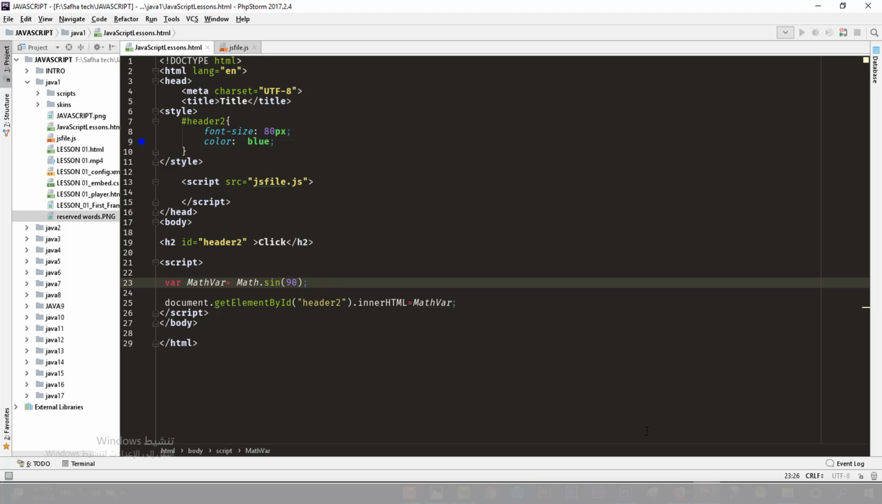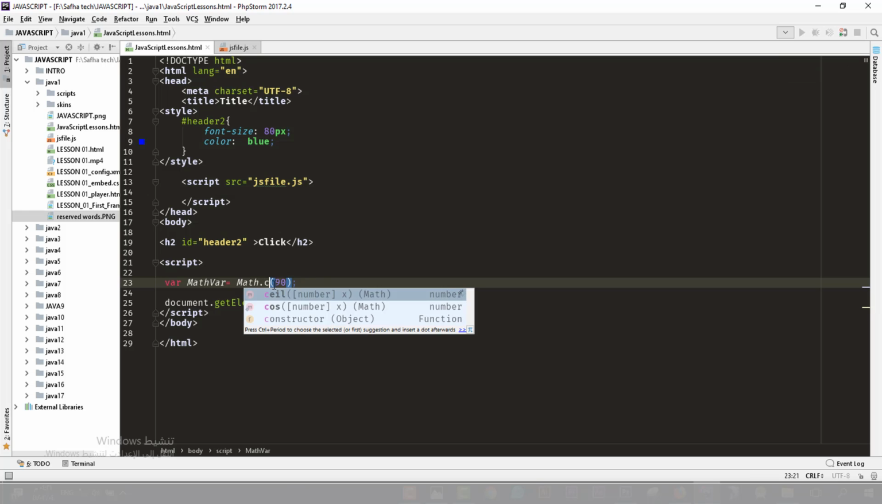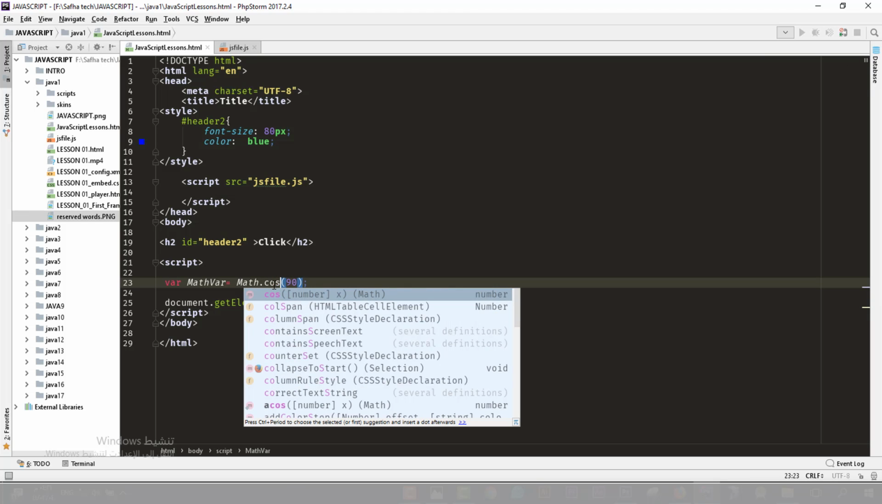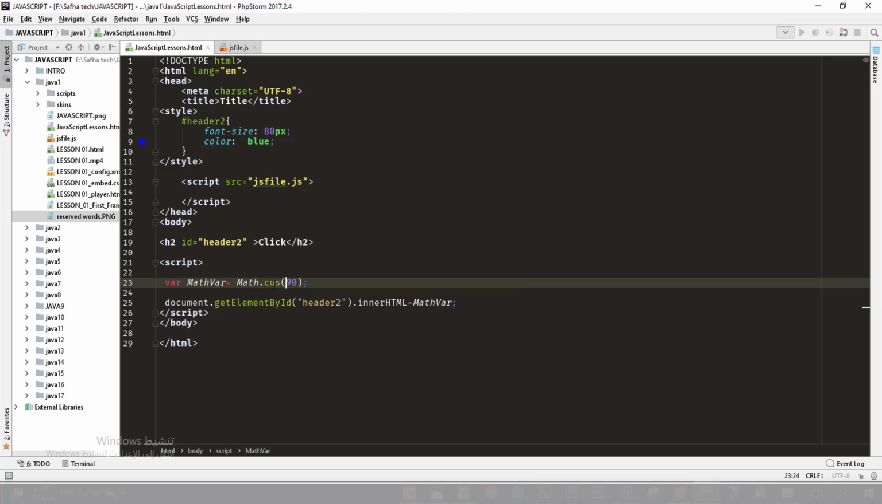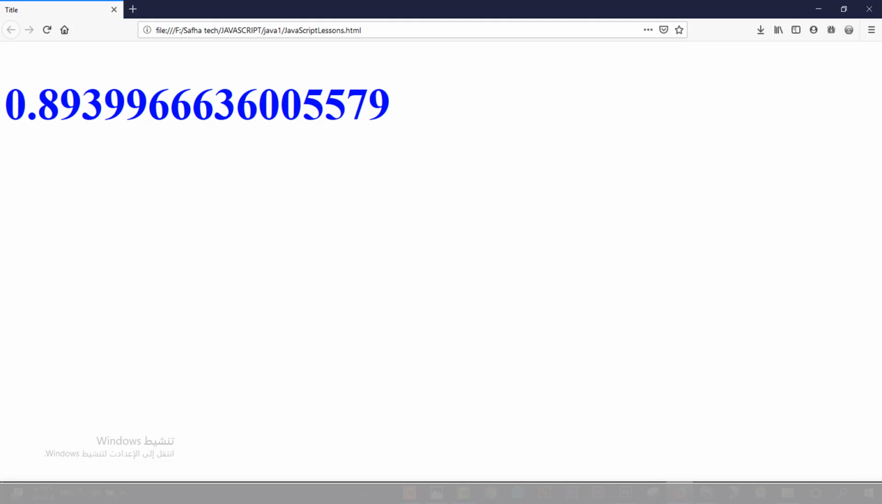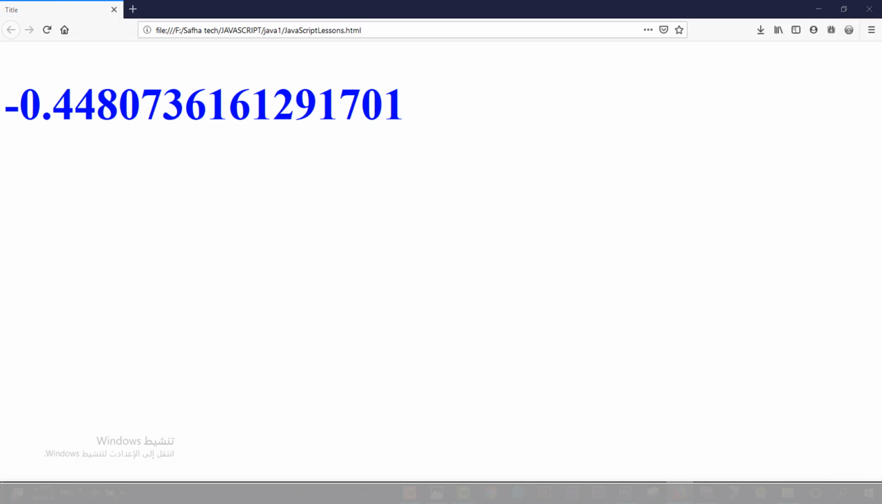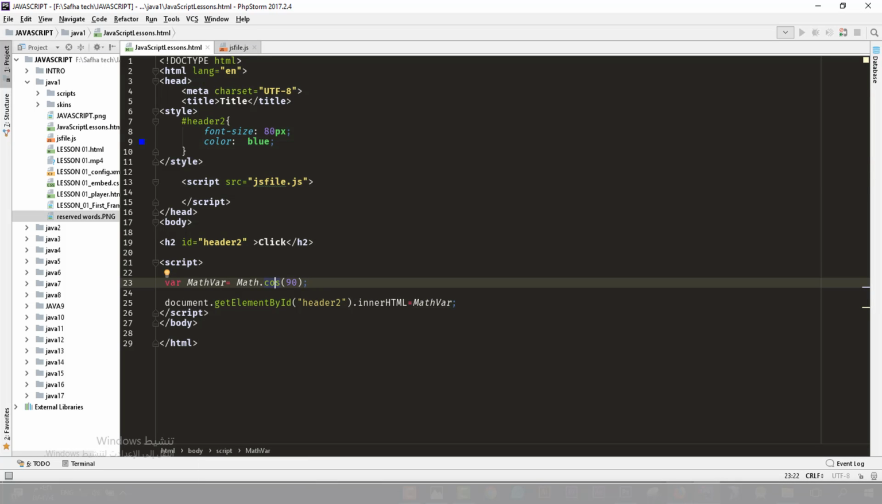Also, we have the cos. We have sine, and we have cosine, C-O-S, what they call cosine in math. Cosine 90, what will it be? Let's refresh. It will be -0, which means it could be minus that value we have visited.